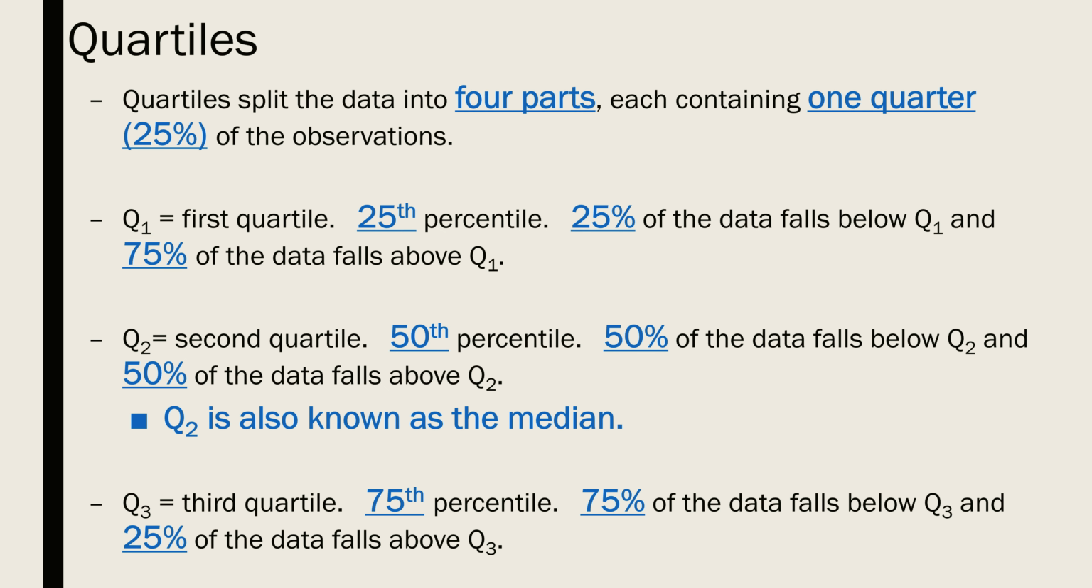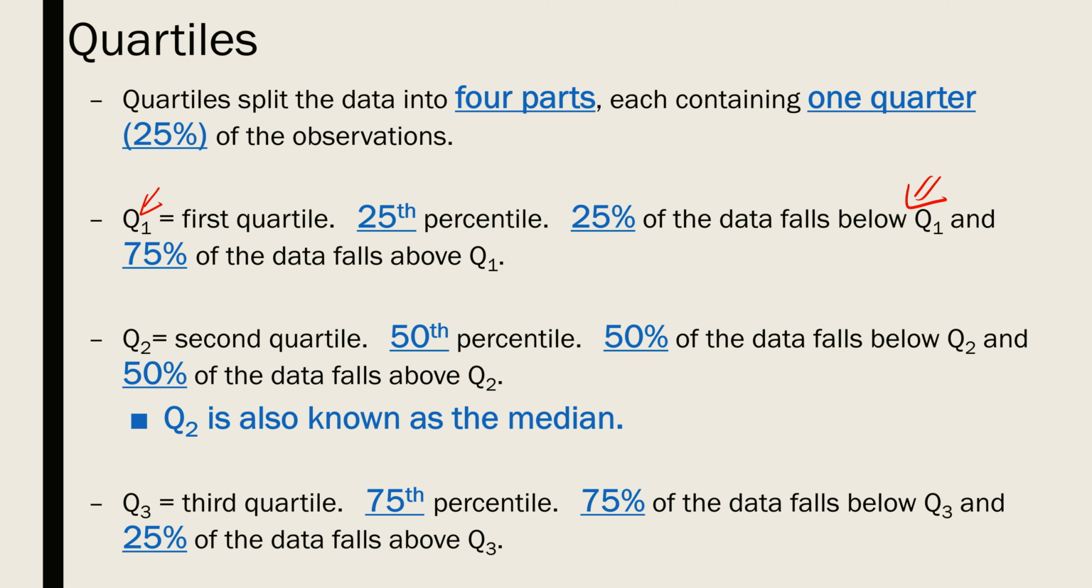The next measurement is quantiles. Quantiles split the data into 4 parts, each containing 1/4, in other words 25% of the observations. The first quantile is denoted by Q1, or the 25th percentile. It means 25% of the data falls below Q1, or the first quantile, and 75% of the data falls above Q1.